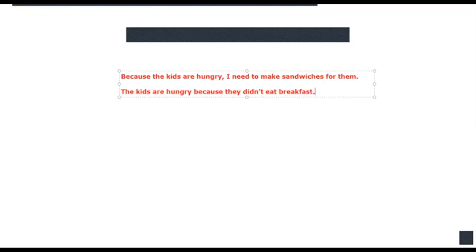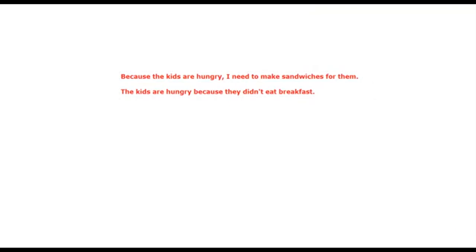Depending on where I put the word because. If I put the word because in the front here, this has to be the result, right? So first the kids are hungry, then I make the sandwiches, right? But in this case, if I say the kids are hungry because, then I have the reason over here, right? So it all depends on where you put the word because, right? If you put because in the first position, it has to be something that happened for that reason. If you put because in the middle, it's explaining why that happened.